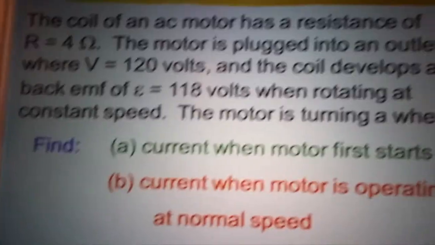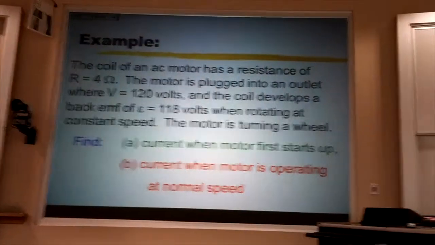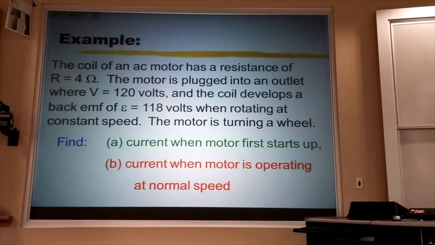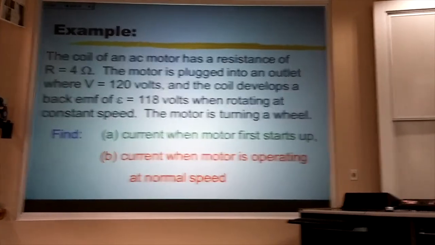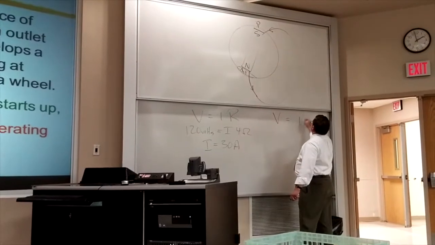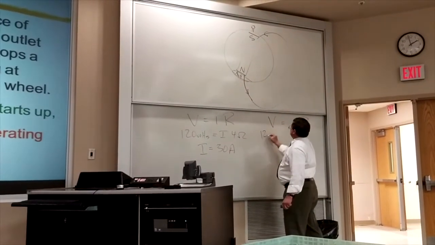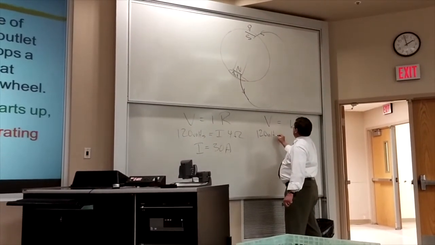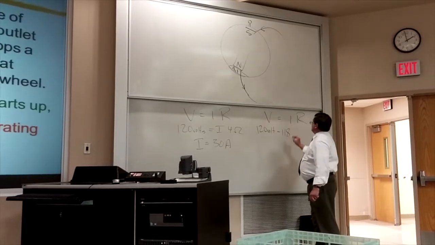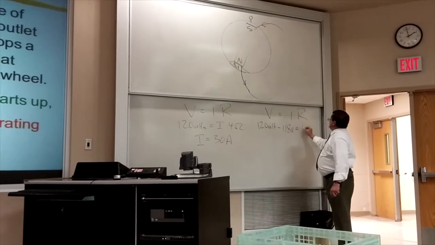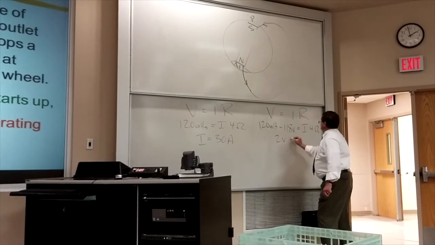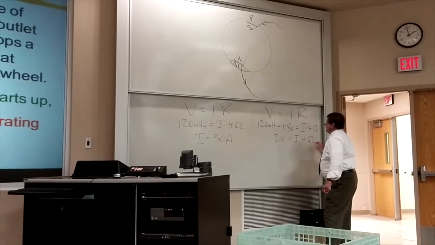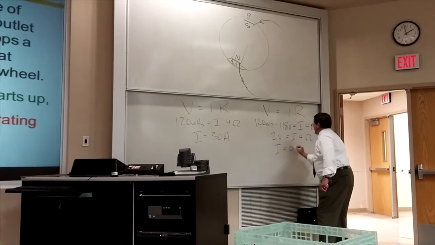Then you get this second current, the induced current, that's opposite in direction. We call it a back EMF, a voltage that's fighting the wall voltage. So now when I use V equals IR, I've got 120 volts trying to make it turn. I've got 118 volts trying to stop it, and that gives me I times 4 ohms. This is 2 volts equals I times 4 ohms, or I is equal to a half amp.